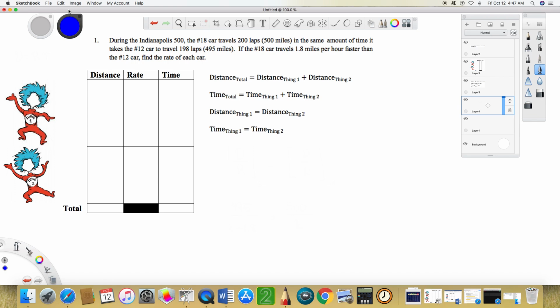Let's take a look at this uniform motion problem. Read the problem carefully and identify the thing 1 and thing 2 in this. Then press continue on the video. All right, so hopefully you identified thing 1 and thing 2 as car number 18 and car number 12.